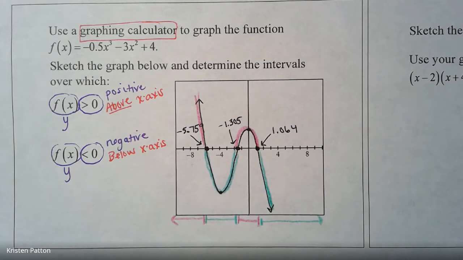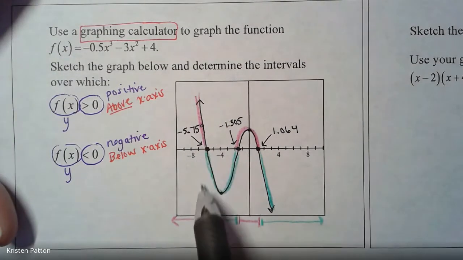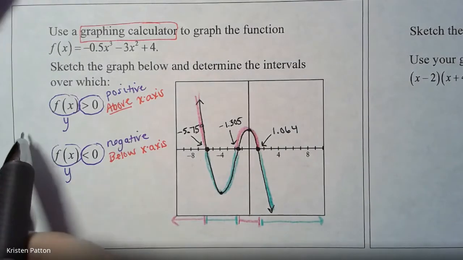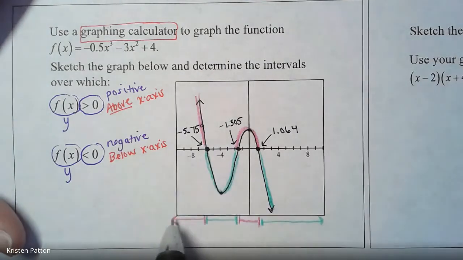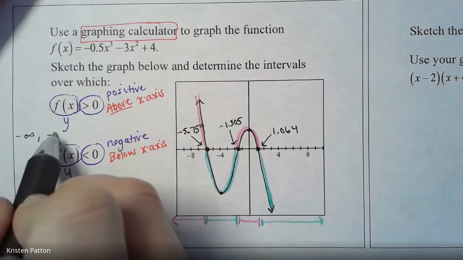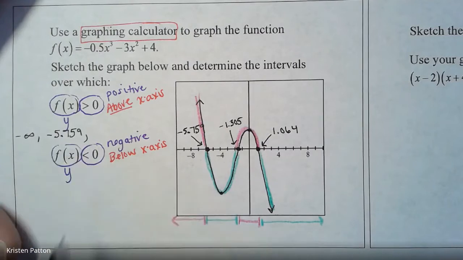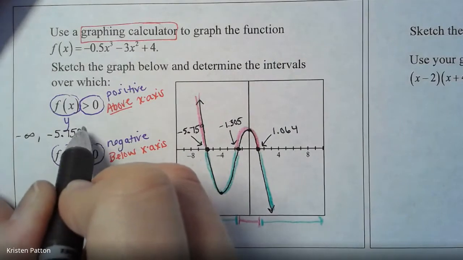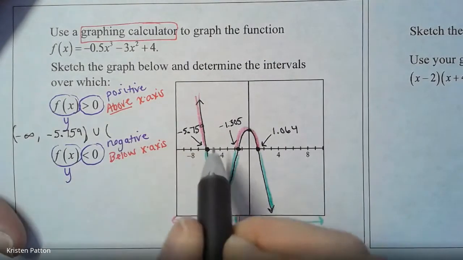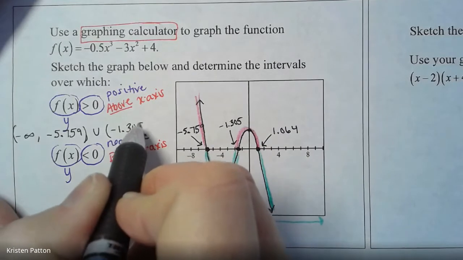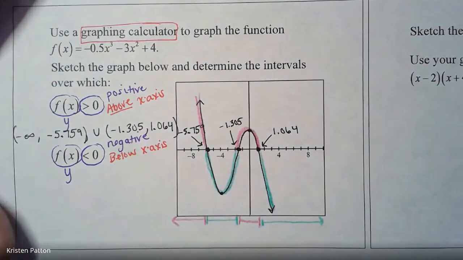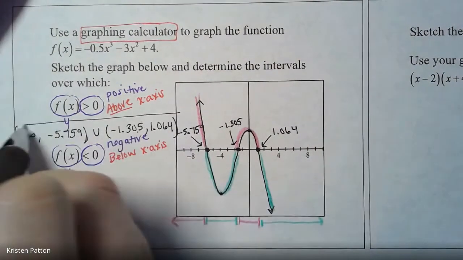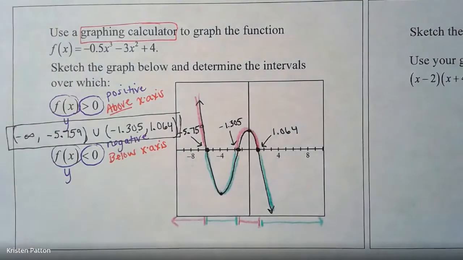All right. Well, let's go ahead and write our answers. Because now that we have those x values, we're ready to write those intervals. I clearly didn't leave myself a whole lot of room. f of x is above the x-axis from negative infinity to negative 5.759. And then again, whoops, parentheses, sorry, from negative 1.305 to 1.064. And I apologize, I don't mean to cram all that in there. That's poor organization on my part, isn't it?